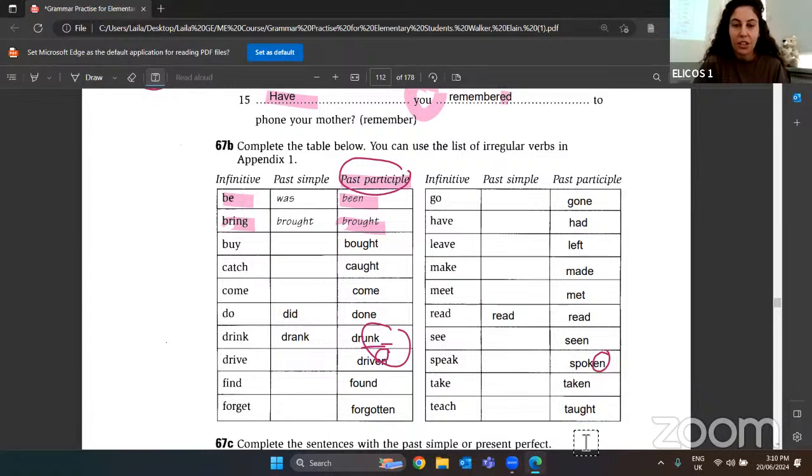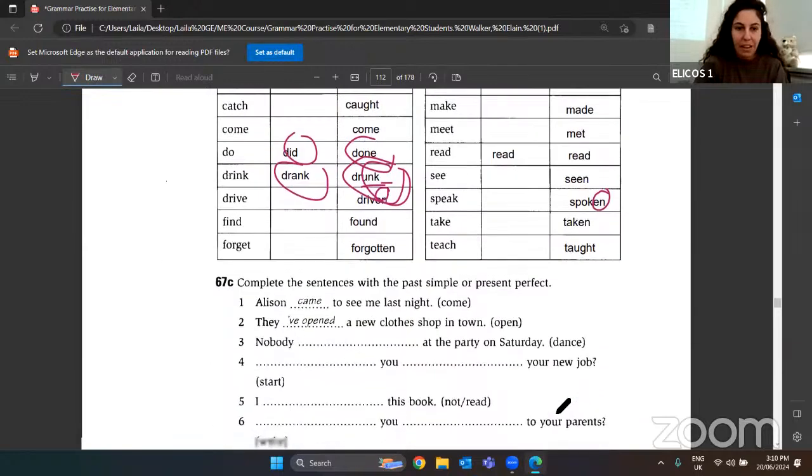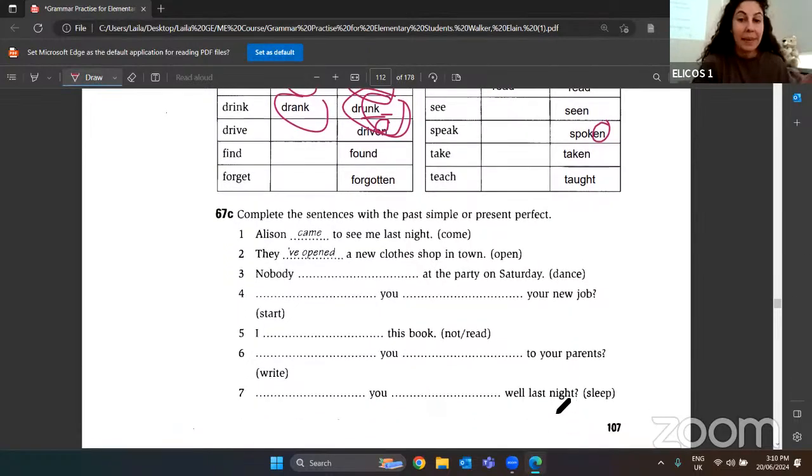Yep. So just have a look at your past simple and your present perfect. Some of them are very different, like this one to this one. This one has just one letter of difference. Okay, so let's complete them. Maybe the past simple or maybe the present perfect. So you have to think.